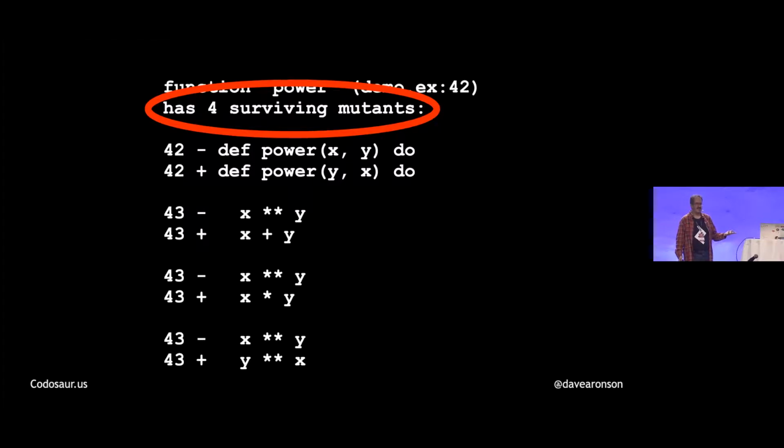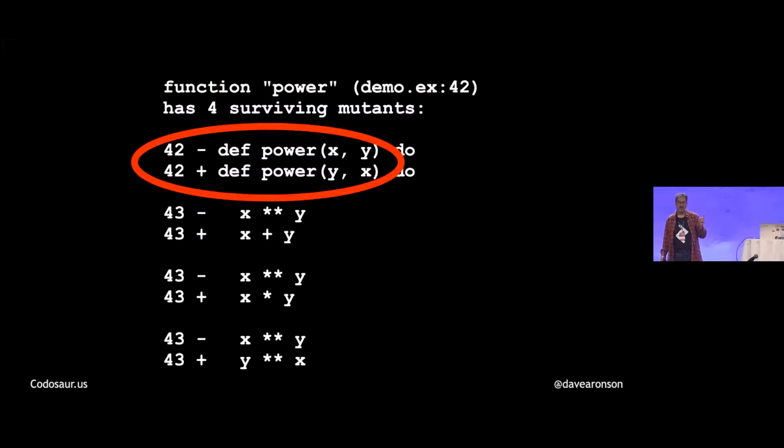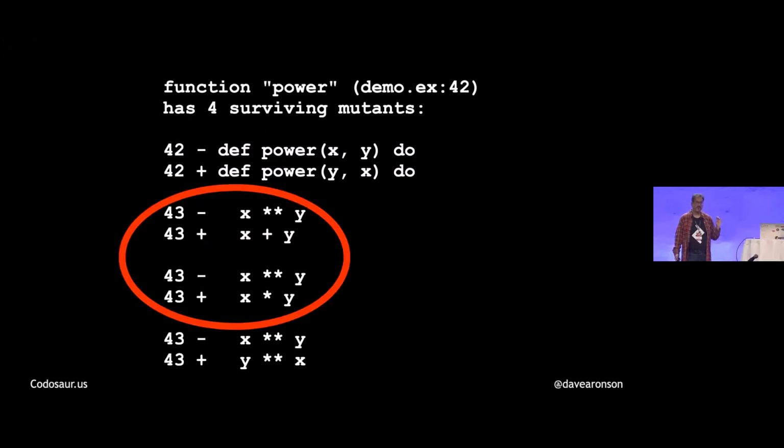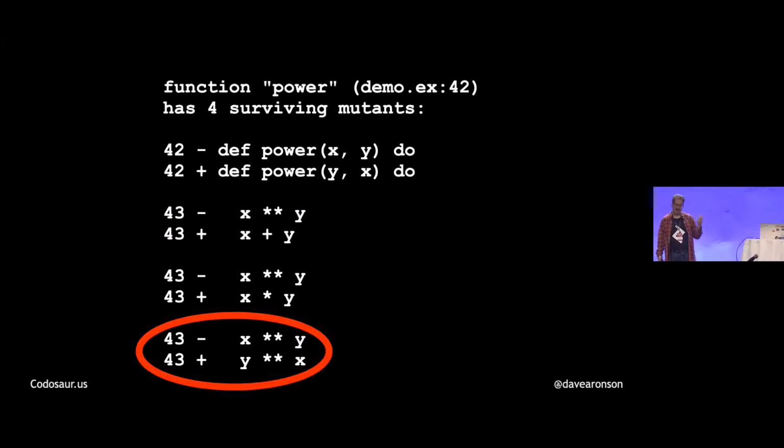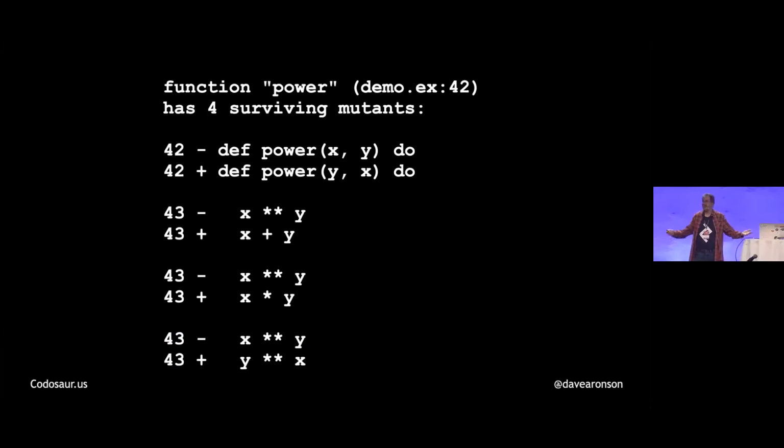And then it goes on to tell us that those 4 ways are, first, to change line 42 to swap the arguments, second and third to change line 43 to change the exponentiation into addition or multiplication, and last to change line 43 to swap the operands of the exponentiation. So what is this set of surviving mutants trying to tell us? Now, the very high level message is that our test suite isn't very strict, either because we don't have many tests or they aren't very good, but we knew that.